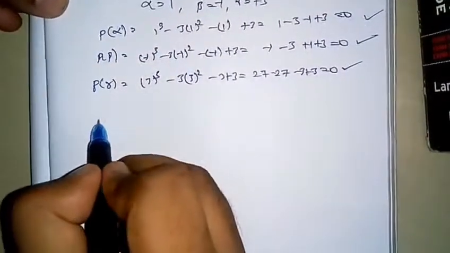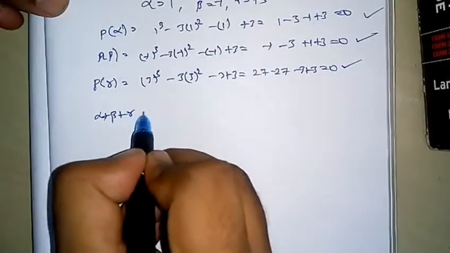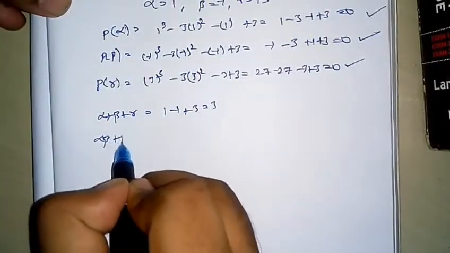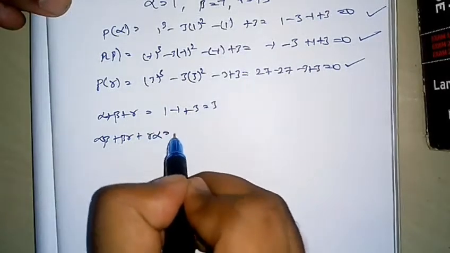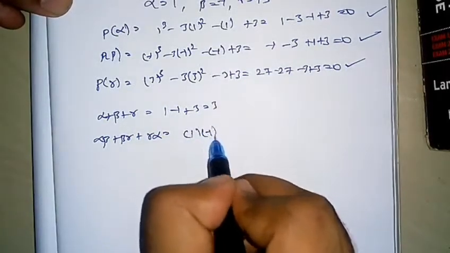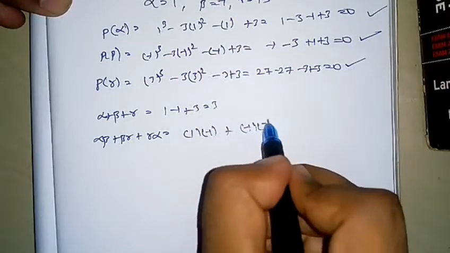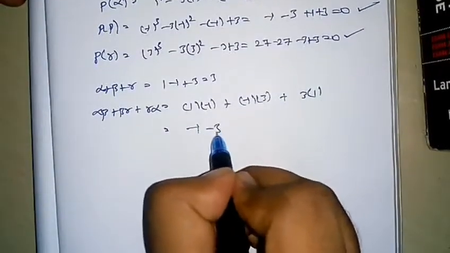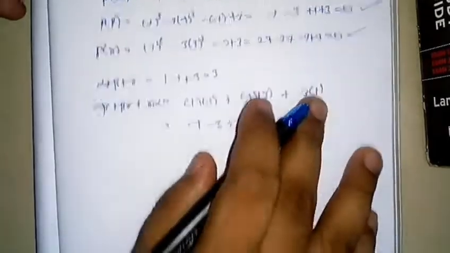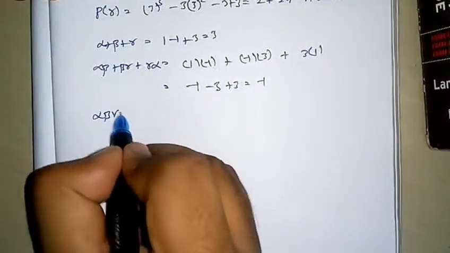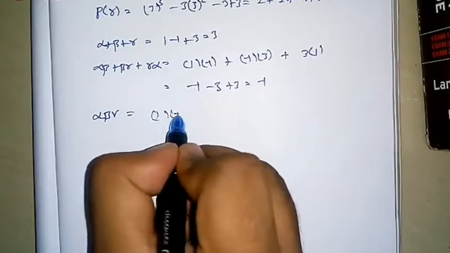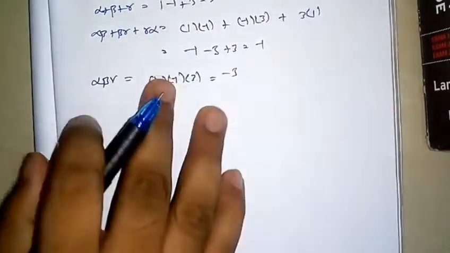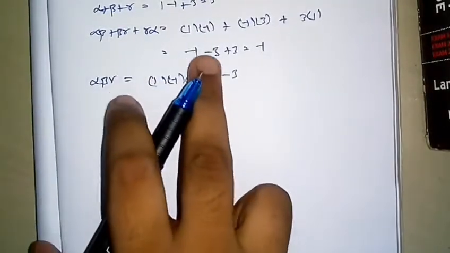Now sum of the roots alpha plus beta plus gamma is equal to 1 minus 1 plus 3 is equal to 3. Alpha beta plus beta gamma plus gamma alpha is equal to 1 into minus 1 plus minus 1 into 3 plus 3 into 1, which is equal to minus 1 minus 3 plus 3 equals minus 1. And product of the roots alpha beta gamma is equal to 1 into minus 1 into 3, which is equal to minus 3. Now this we got using roots.